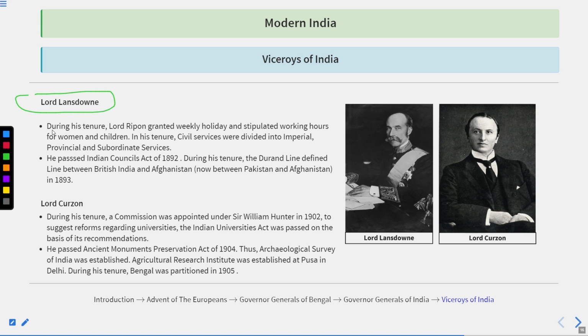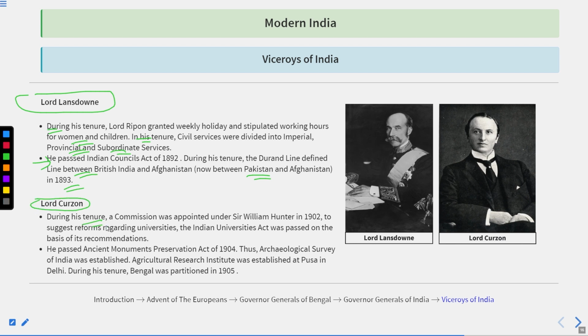Then comes Lord Lansdowne. During his tenure, Lord Ripon granted a weekly holiday and stipulated working hours for women and children. In his tenure, civil services were divided into the imperial, provincial and subordinate services. He passed the Indian Councils Act of 1892. During his tenure, the Durand Line defined the line between British India and Afghanistan, and now this line is between Pakistan and Afghanistan, in 1893.